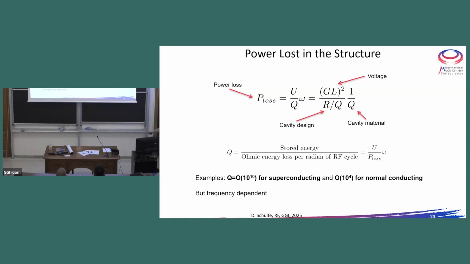So just to give you a feel, a superconducting cavity typically has 10 to the 10 Q, maybe 2 times 10 to the 10, it depends. And a normal conducting cavity 10 to the 4. For a normal conducting cavity, it depends on the frequency because the skin depth matters. And so a higher frequency has a lower Q in a normal conducting cavity, okay?